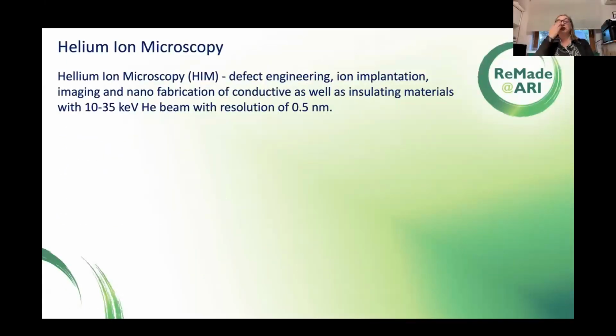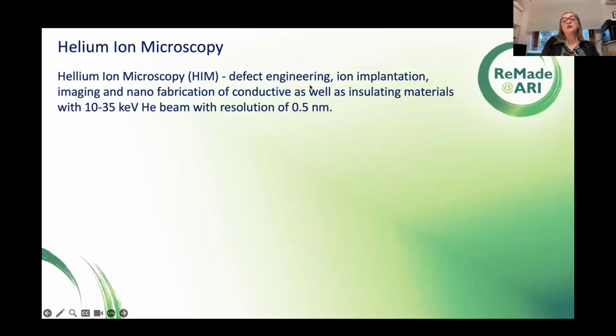One of the tools which is also used and can be used in the framework of the remade ARI project is the helium ion microscope. The helium ion microscope uses low energy helium ions, in the range of 10 to 35 keV, and they have very good lateral resolution. They can be focused to dimensions better than a nanometer, so let's say 0.5 nanometers.